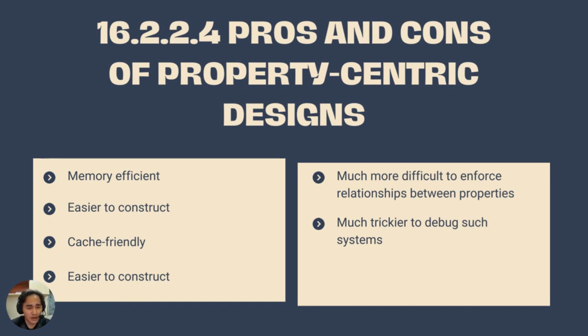And next are the pros and cons. The pros of property-centric design are that it is memory efficient, easy to construct, and cache-friendly. By storing data contiguously in RAM, we can reduce or eliminate cache misses, so this is more optimized for most modern gaming hardware. The cons are that it is much more difficult to enforce relationships between properties and much trickier to debug.